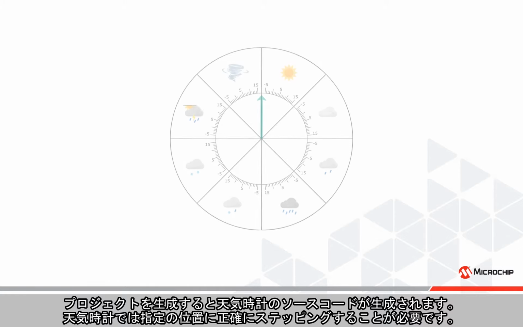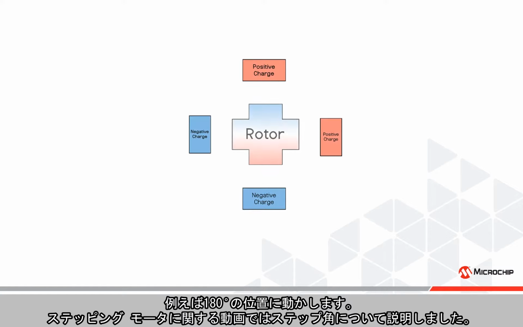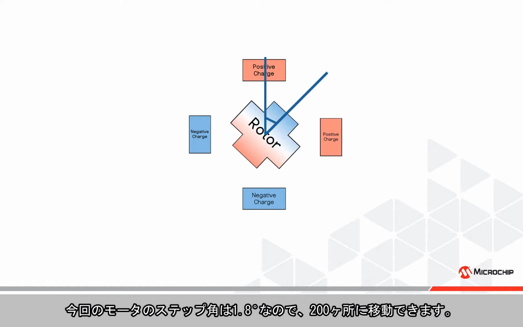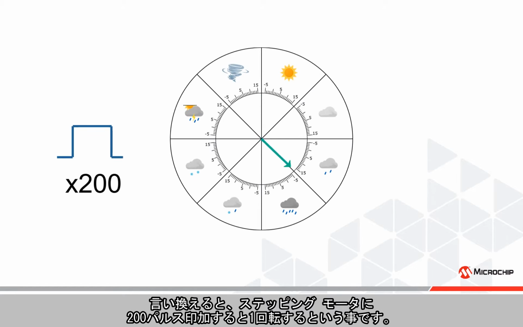The weather clock requires precise stepping to a given position, for instance, move to 180 degrees. In our video on stepper motor theory, we discussed the concept of a step angle, which is how many degrees the motor rotates for every step. The Adafruit motor has a step angle of 1.8 degrees, giving us 200 possible positions. In other words, if we give the stepper motor 200 pulses, it rotates one full rotation.